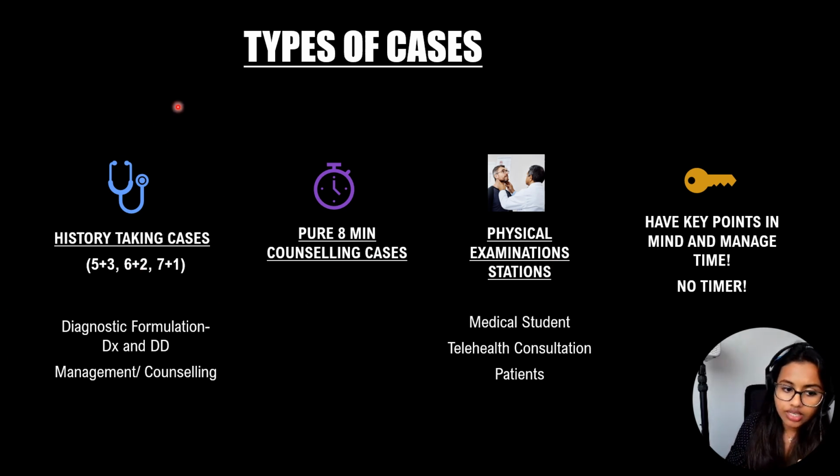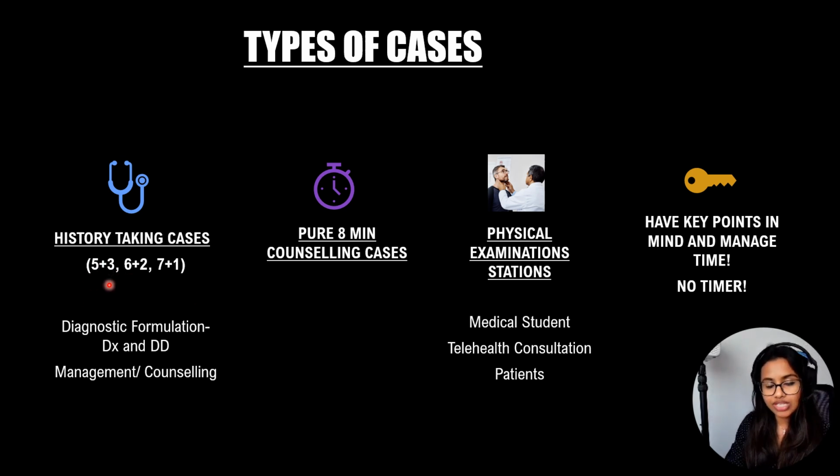For history taking cases, sometimes it will be like 5+3. What I mean is 5 minutes for history taking and 3 minutes to talk about the diagnosis and the differentials, or 6 minutes to take the history and 2 minutes to talk about the diagnosis and differentials. So 7 minutes for the history and 1 minute. Sometimes they might just ask you to describe the diagnosis and not the differentials. So depending upon what time you have, they'll give you a prompt time.